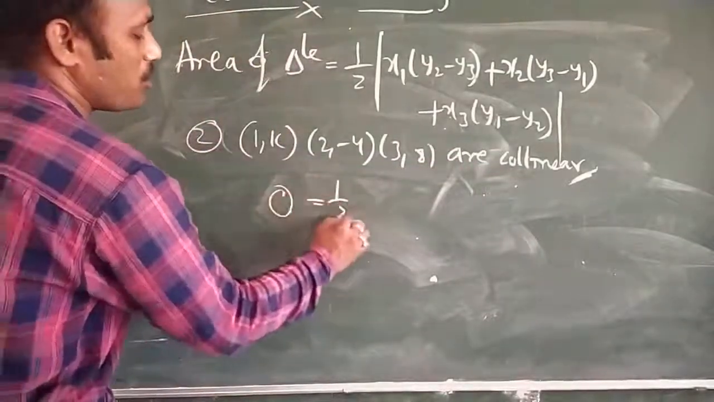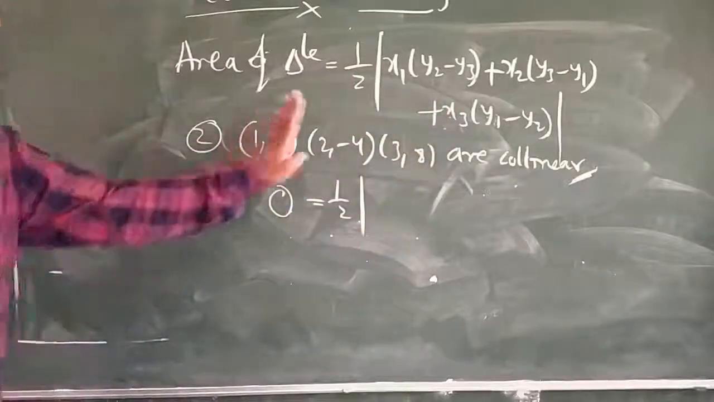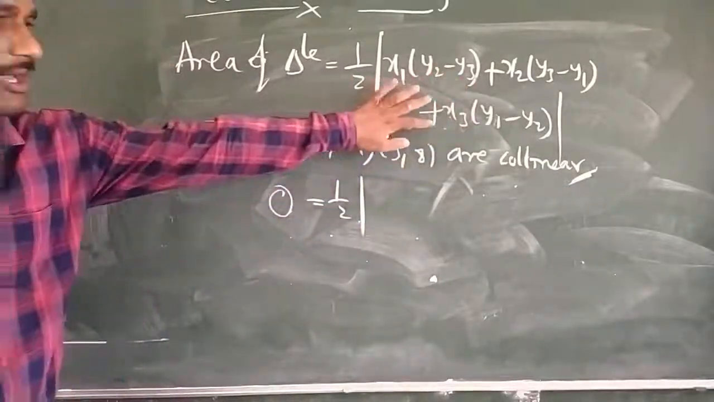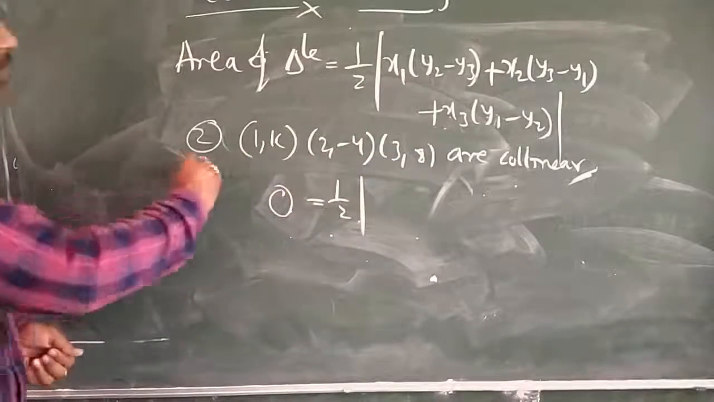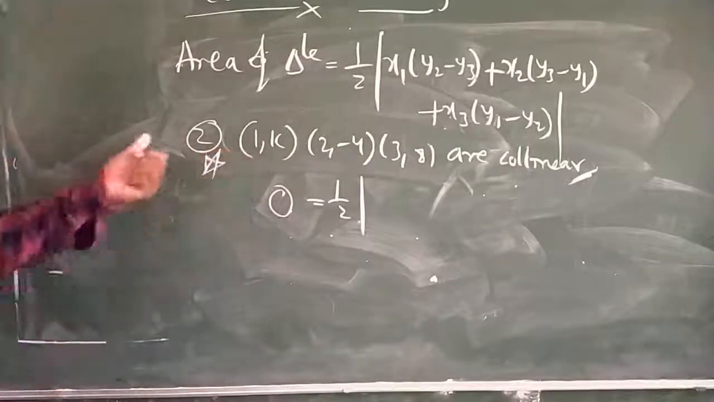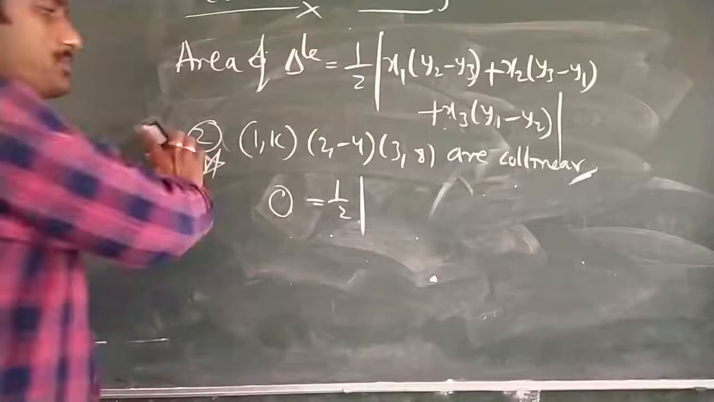0 is equal to 1 by 2 of the expression like this. After substituting the values you will get an equation in terms of k. After transposing you will get the answer. So work out one question which I have already explained, this collinear question.